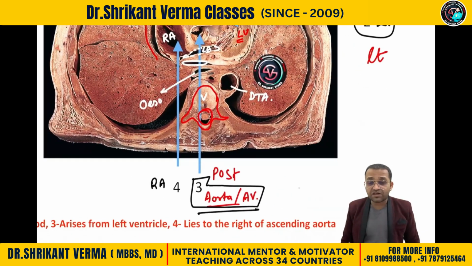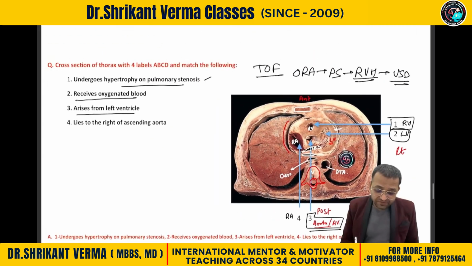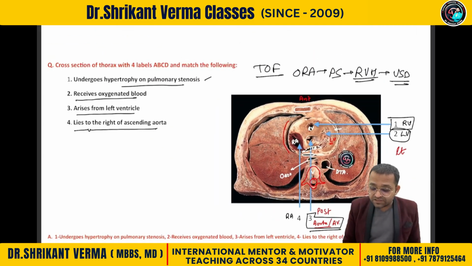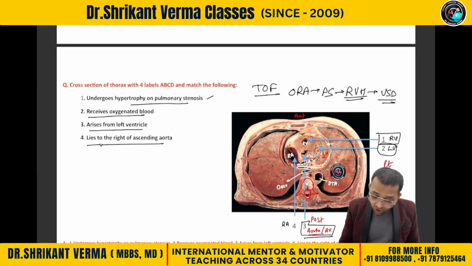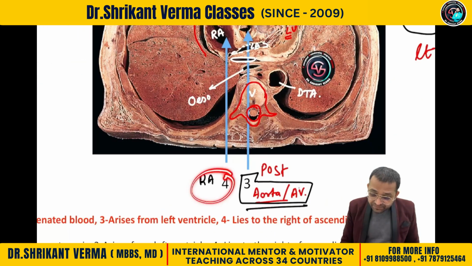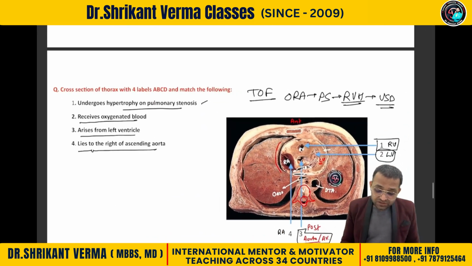You can see easily the third point, the aorta, is arising from the left ventricle. Now the fourth point, which lies to the right of the ascending aorta. So the fourth point, you can observe, is our right atria, and here is our aorta. Yes, the right atria is on the right side of the aorta. Okay, sir. So these are the statements.